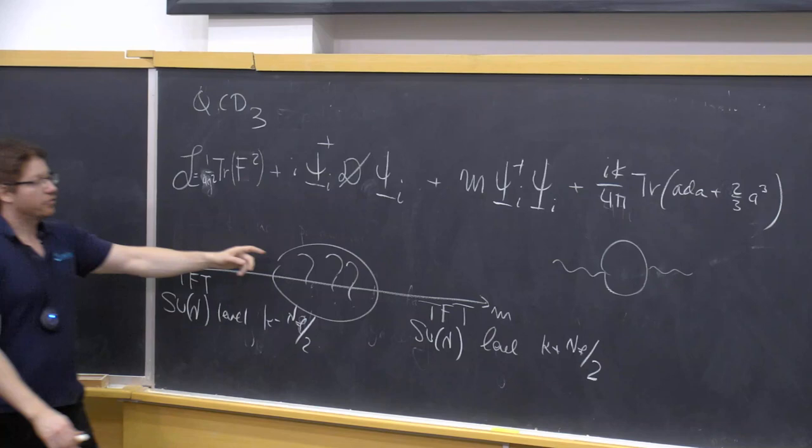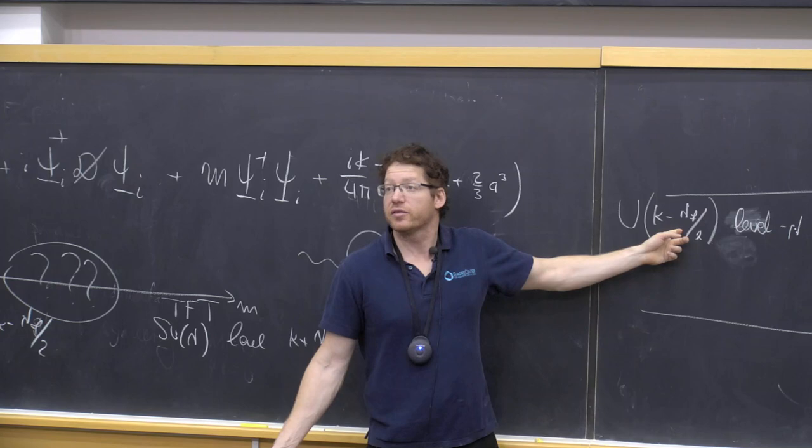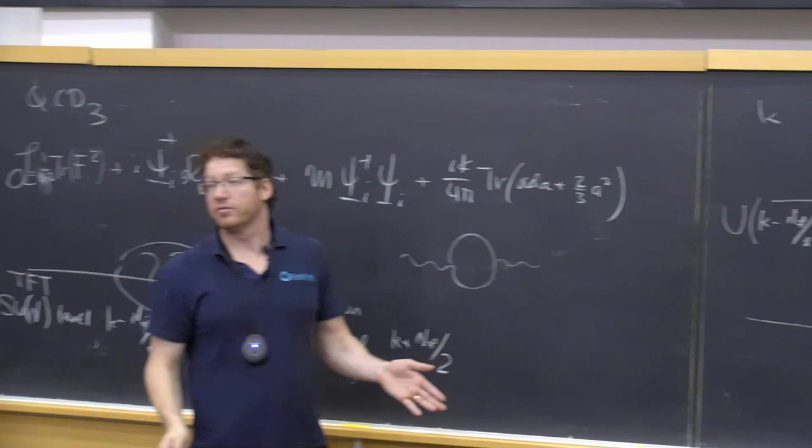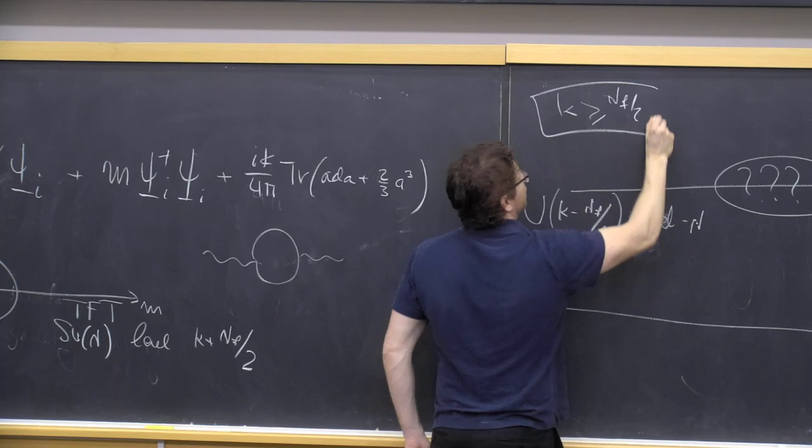So if this is negative, it makes no sense. There is no such thing as a U gauge theory with a negative rank. So I've already made this choice for you, that this whole thing that I'm going to discuss only makes sense for k that is big enough. Namely, only for k that is bigger than Nf over 2. This whole thing that we're discussing only makes sense in this case.